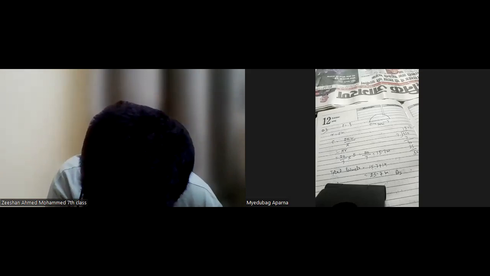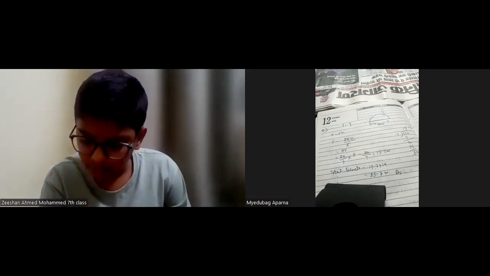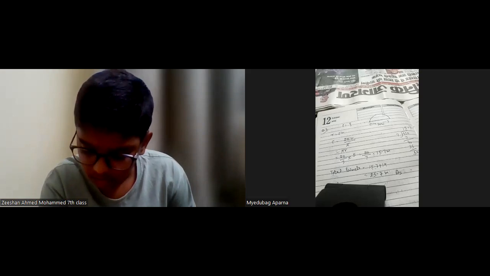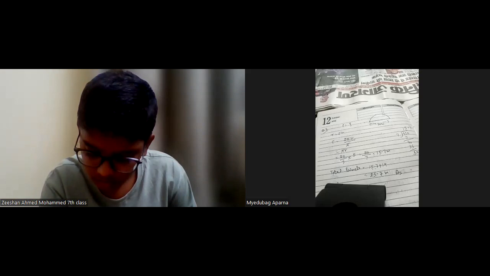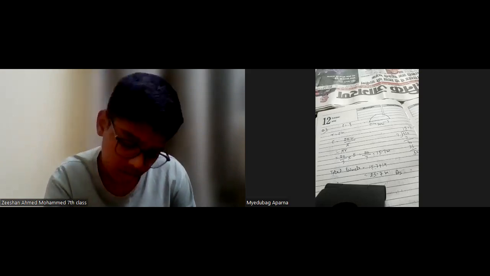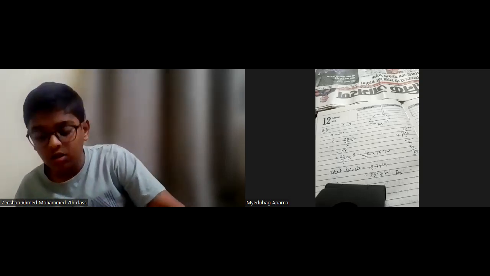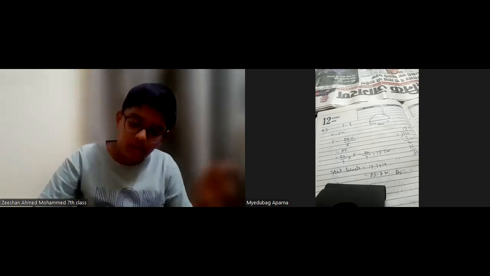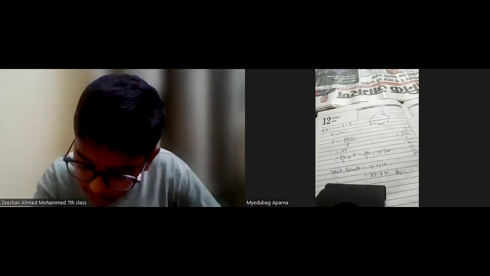Cost of polishing, it's 15 per square meter. Per square meter means what is it? This is area. That means we have to find the area. Whenever the square meter is given, that means we have to find the area. If simple meter is given, that means we have to find the circumference. Okay. Is the question clear? Yes, ma'am.